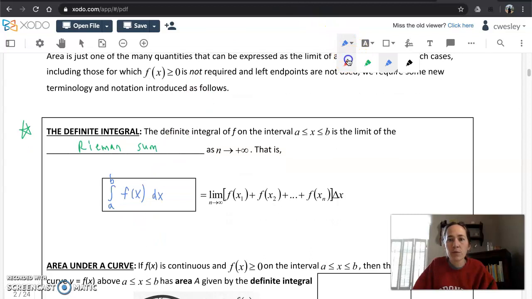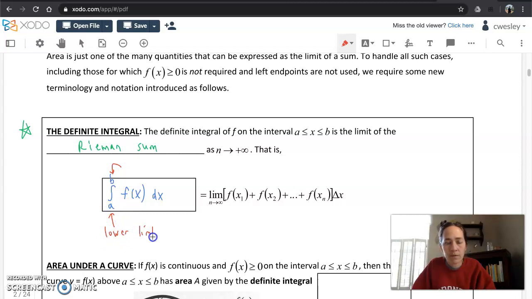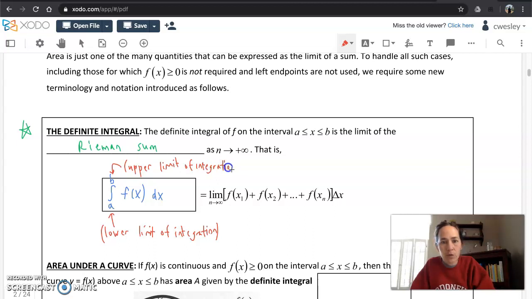But the new part for us, and what makes these integrals definite, is you have a lower limit. I'll put that first. Lower limit of integration is going to be the value a, and then you have an upper limit of integration, basically giving you boundaries. We're going to learn over the next few days of the unit that the definite integral can actually give you a really good value for the area under the curve. We'll get there, but it's not the whole entire curve. It's just from point A to point B.